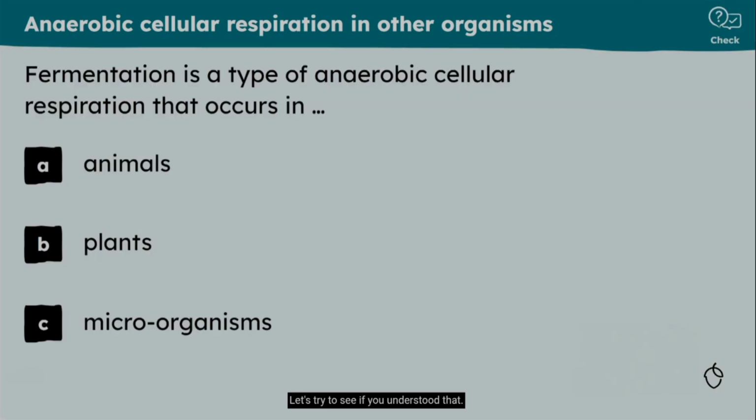Let's check to see if you understood that. Fermentation is a type of anaerobic cellular respiration that occurs in A, animals, B, plants, or C, microorganisms. Take 5 seconds, or if you want a bit more time, click pause, click play when you're ready to see the answer. The answer is C, microorganisms. Great job if you got that right.